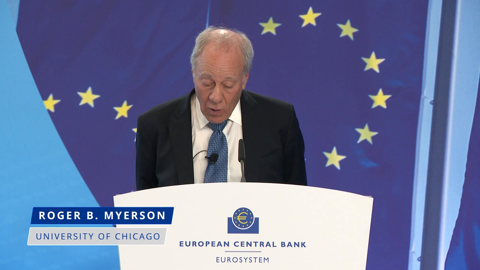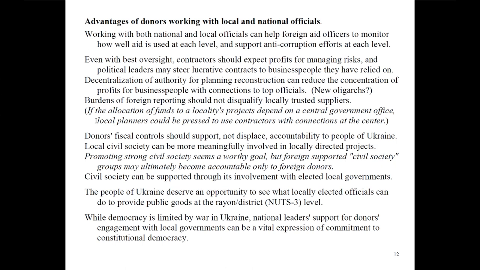Even with the best oversight, contractors should expect profits for managing risks. We're talking about enormous projects, and political leaders may steer lucrative projects to business people whom they've relied on, whether that's corruption or just wanting to make sure the job gets done well by somebody I know I can rely on. Either way, we should expect contractors, and they should be contractors in Ukraine. We don't need to enrich people in the beltway around Washington, D.C. or in other countries to rebuild Ukraine. The Ukrainians can do it with our help.